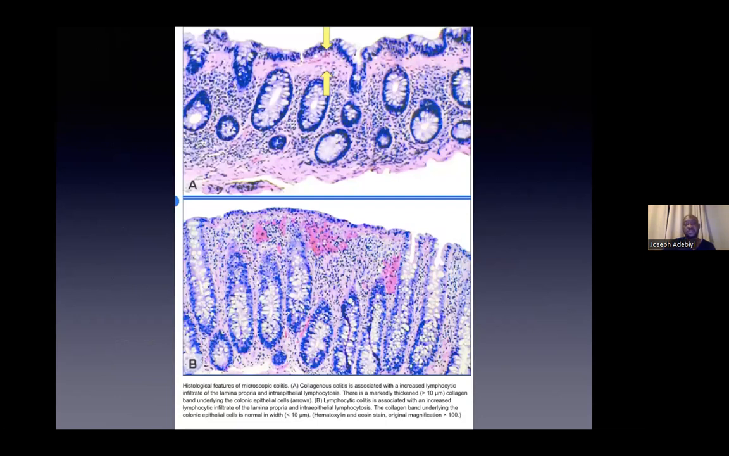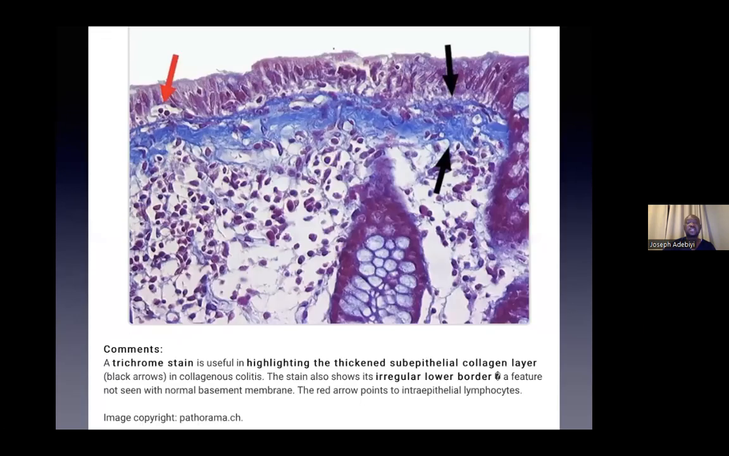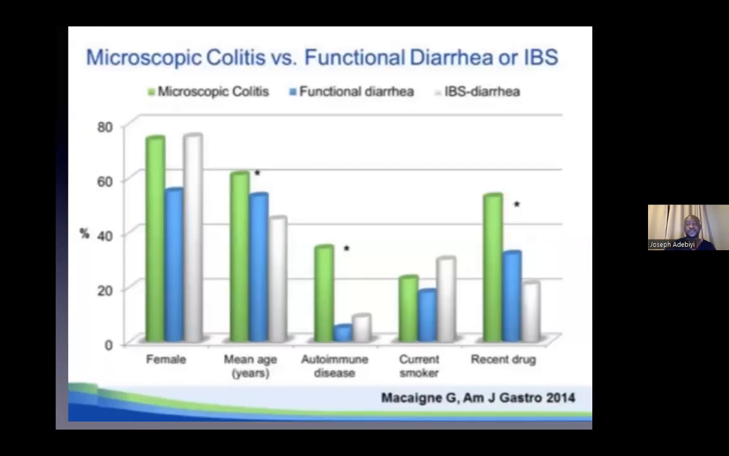So this is typically what you'll find. You find thickened subepithelial areas, which show increased collagenous deposits with inflammation. You can see the large numbers of inflammatory cells, specifically lymphocytes, which have been demonstrated in this slide.